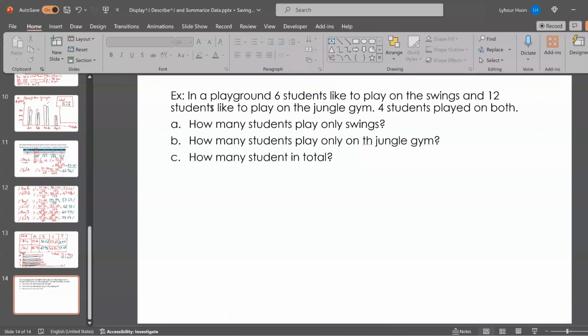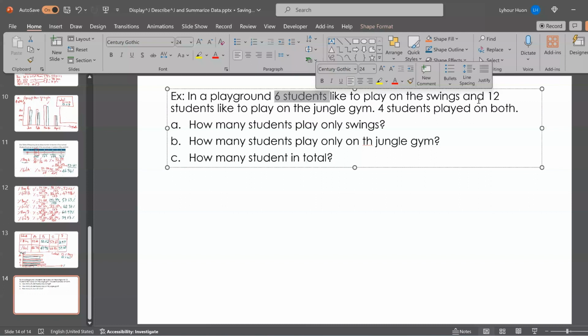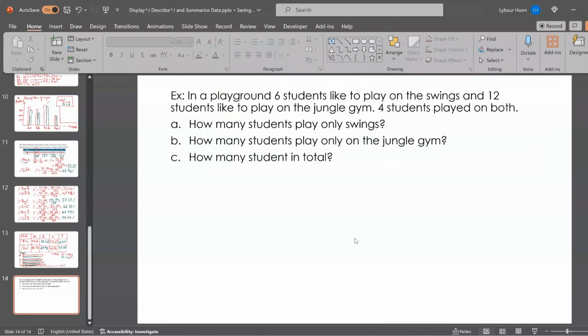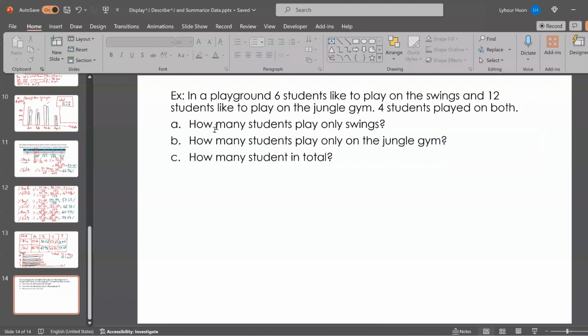Okay, from the exercise we have: in the playground, there are 6 students who like to play on the swing, and 12 students who like to play on the jungle gyms. 4 students play on both. So how do we interpret this data and find the students who play only on the swing? First of all, this one is easy. Don't think it's too hard. So how can we figure out how many students play only swings?